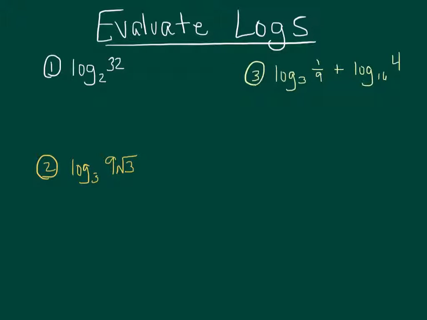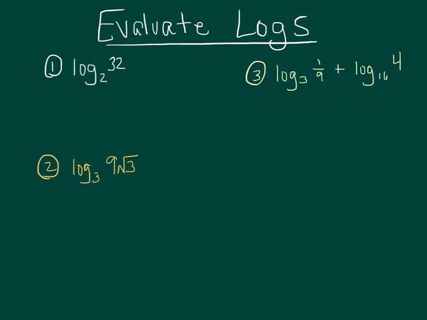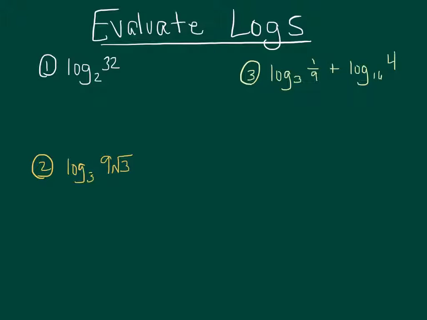Today we are evaluating logs. So we need to know what log base 2 of 32 is equal to. We're going to start by setting this equal to x. Then we're going to rewrite it just like we did yesterday. So how could I rewrite this? 2 to the x equals 32.